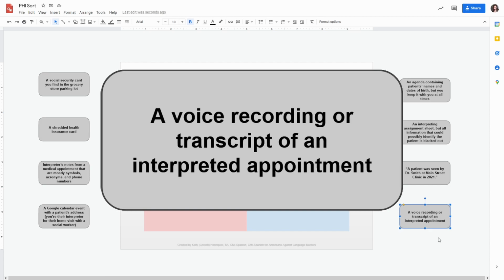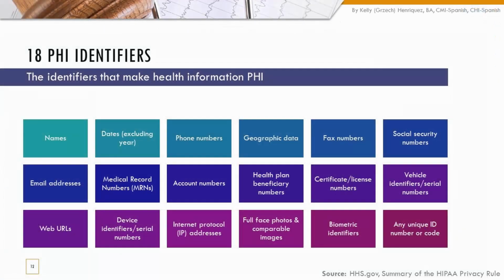Multiple things to take into account here. A voice recording of an interpreted appointment. Chances are, when you have interpretation going on, you're also going to have the voice of the patient in there, speaking their native language, if they're a limited English proficient patient. So we have to remember that one of those 18 PHI identifiers is biometric identifiers, and voice prints are one of those biometric identifiers. So someone's voice can identify them, almost like a fingerprint.